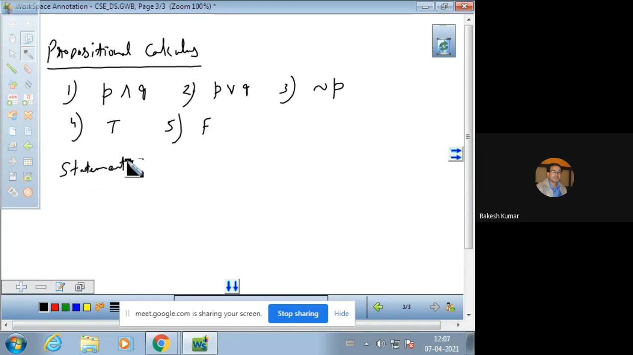Now, for moving further, first of all, let us see what is the meaning of a statement. A statement is any collection of symbols or sounds which is either true or false, but not both.